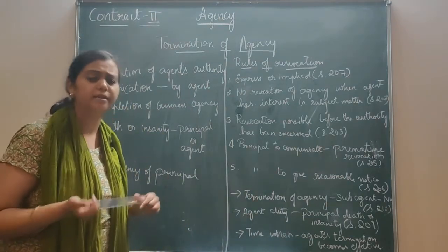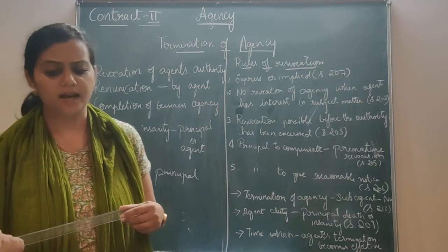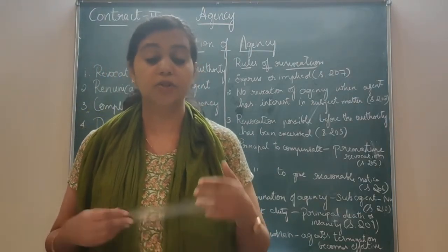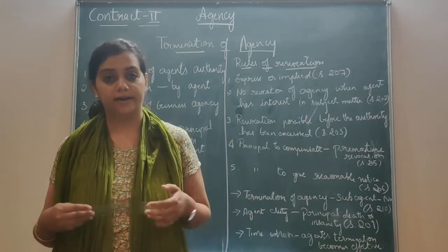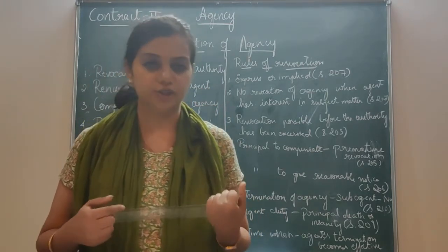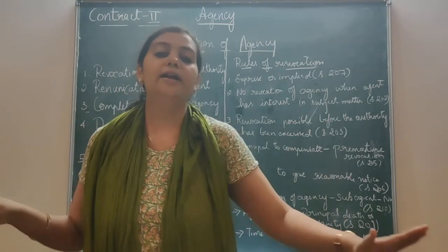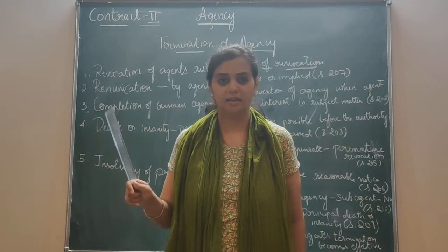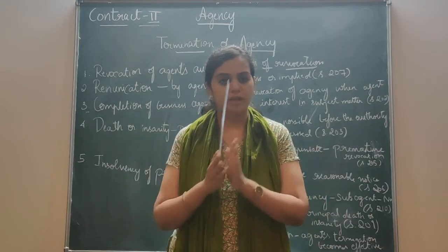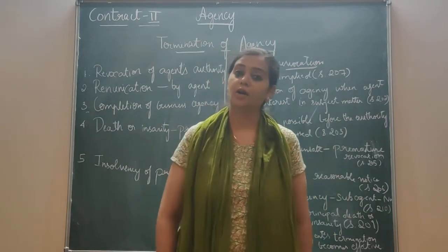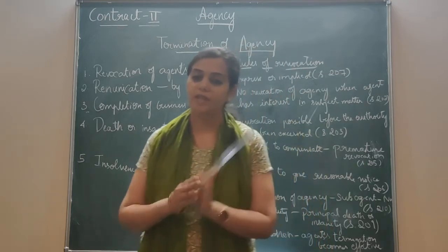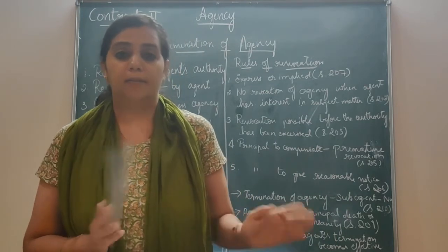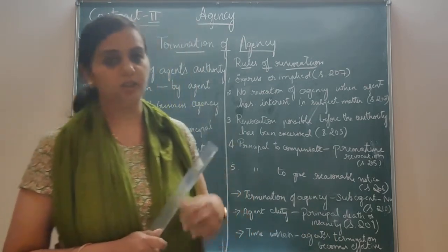How do you terminate this agency? There are certain modes which are discussed from section 201 to 210 about this termination of agency. By terminating the agency, the principal won't be liable for the agent's acts. The agent cannot enter any contract on behalf of the principal. So termination is basically closing it. They are no more liable to each other. There is no obligation on each other also.